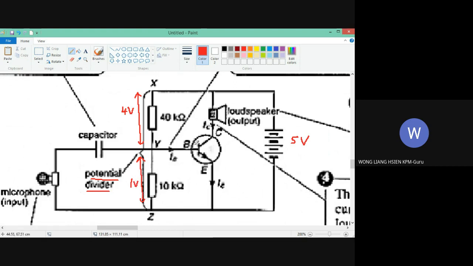So this 1 volt is enough to turn on the transistor. When the transistor is turned on, current can pass through the loudspeaker. This is the collector current, so you can hear the sound coming from the loudspeaker. Now you see here.